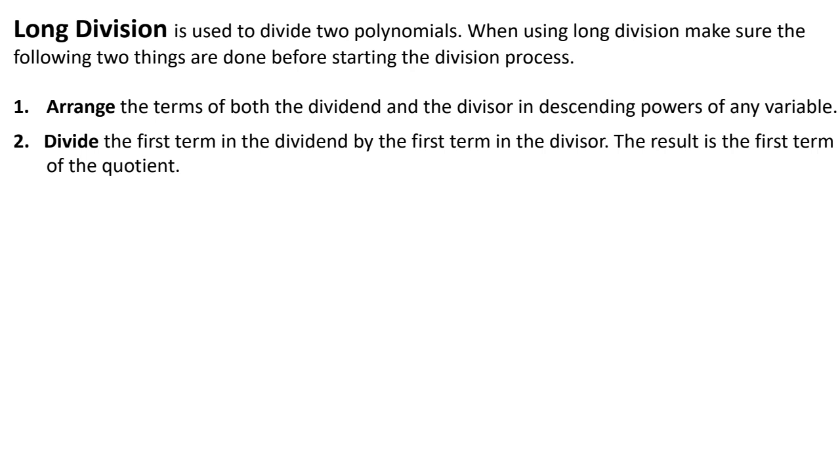The first thing that you need to do, and it's very important, is to arrange the terms of the dividend in descending order of powers, and also of the divisor. What does this mean? It means that the numbers that go inside the house have to be in their proper place value. Descending order of powers means that the highest exponent goes first, followed by the next highest, and so forth. And then you're going to divide.